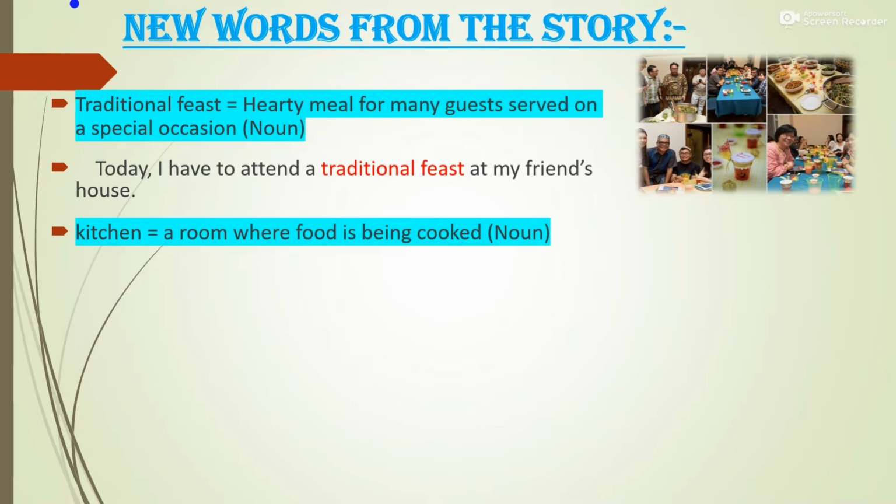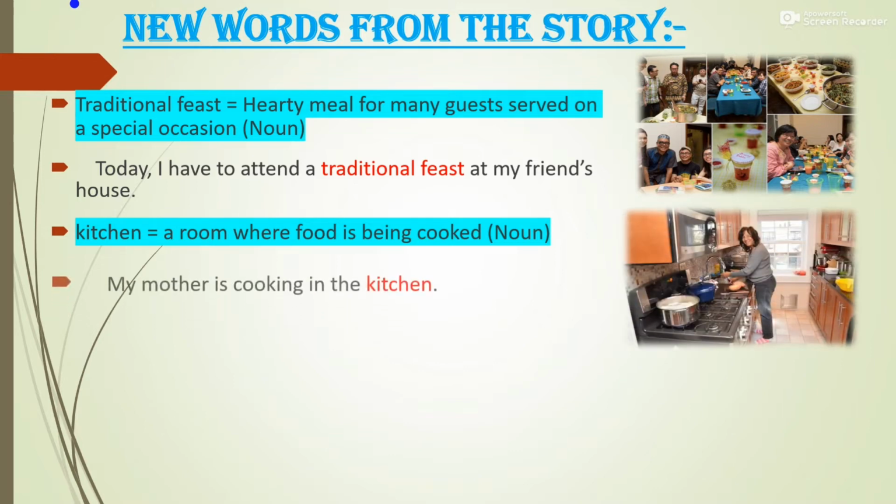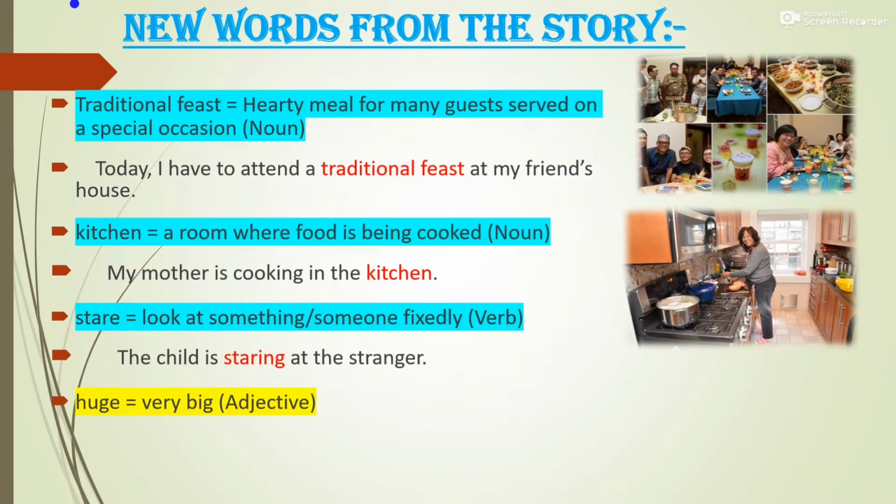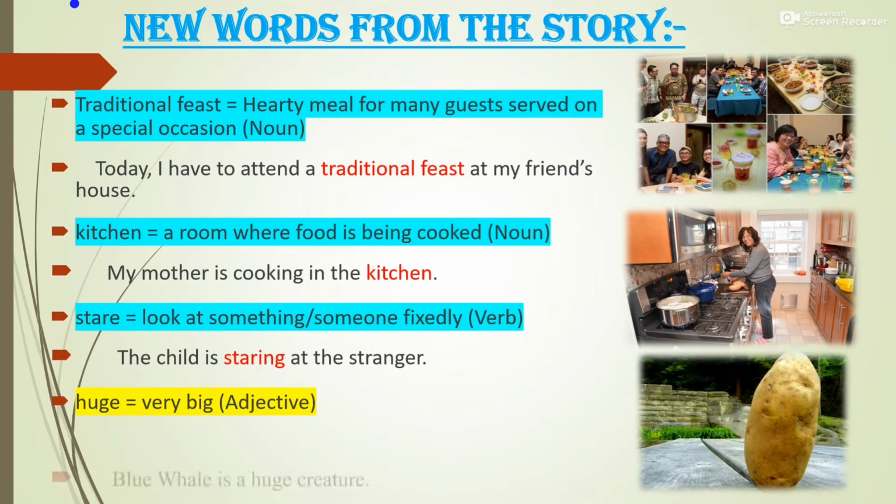Kitchen, a room where food is being cooked. It is a noun. Sentence, my mother is cooking in the kitchen. Stare, look at something or someone fixedly. The child is staring at the stranger. Huge, very big. It is an adjective. Blue whale is a huge creature, and you can see here a huge potato is there. And blue whale is a huge creature. All of you know blue whale is the largest land animal.